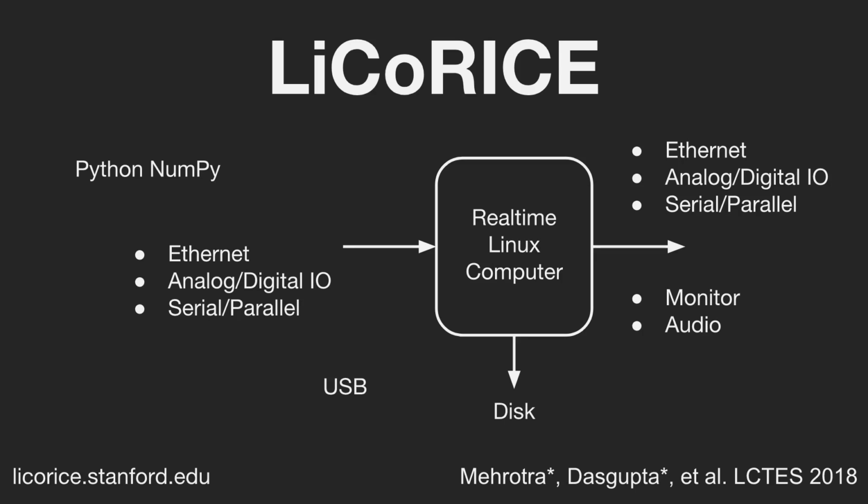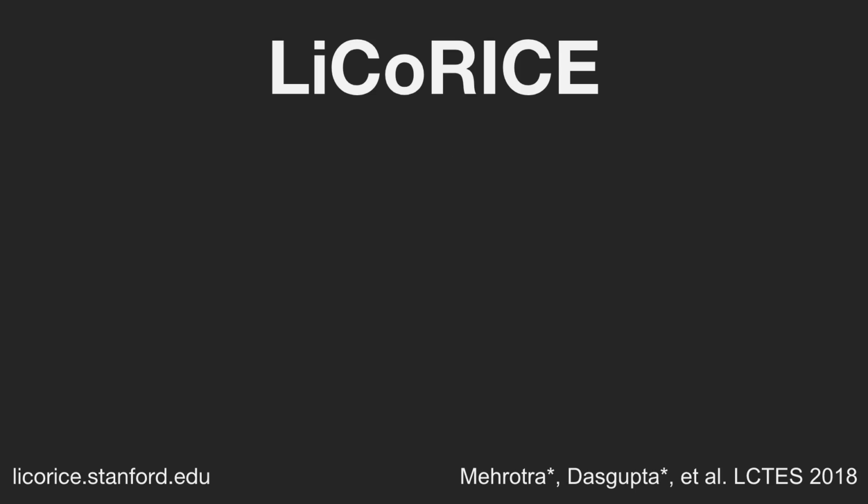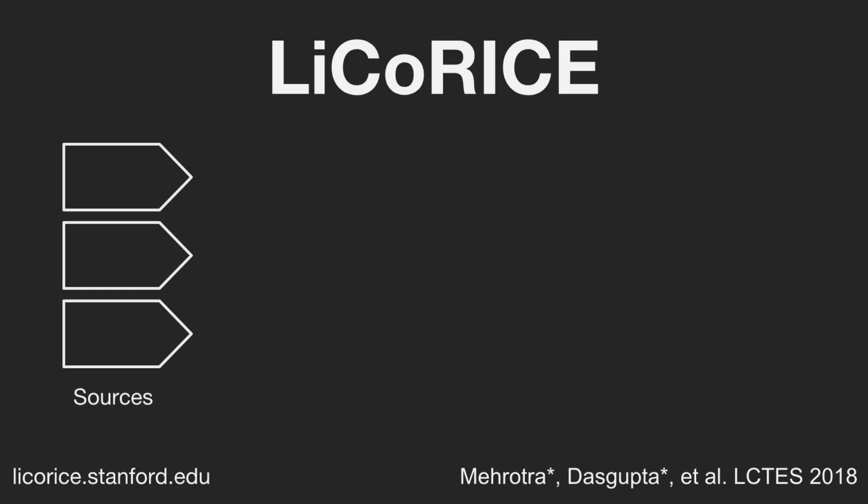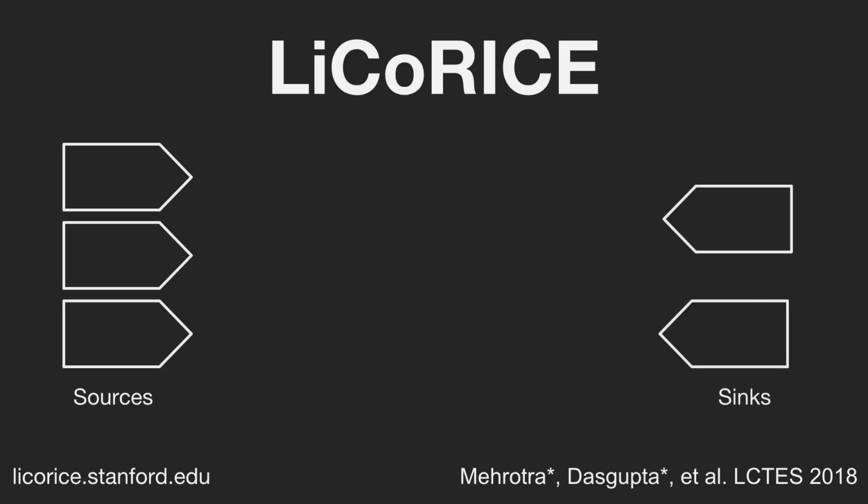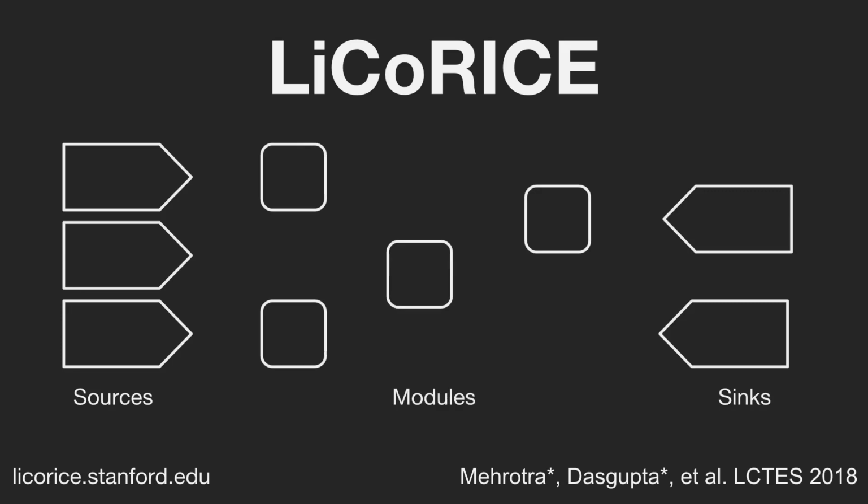LiCoRICE itself is just a user space application layer, which runs as root on top of Linux that's been patched with preempt-RT to facilitate soft real-time guarantees. The platform implements model-based design, a standard approach for describing embedded systems. LiCoRICE models can be conceptualized rather simply. Models have inputs, called sources, outputs, called sinks, and blocks in between, called modules. Each of these entities is implemented as an independent process on the Linux system.